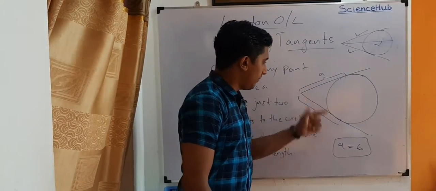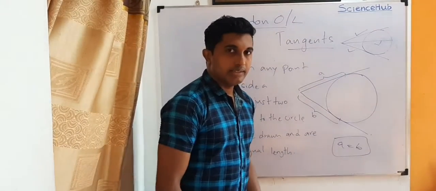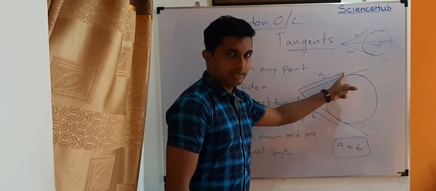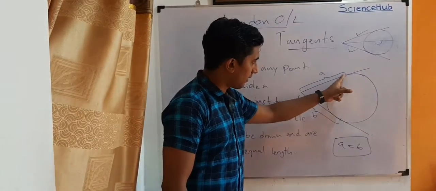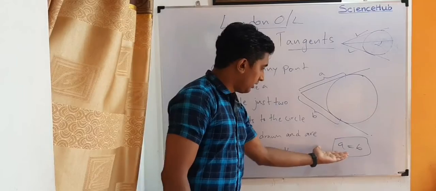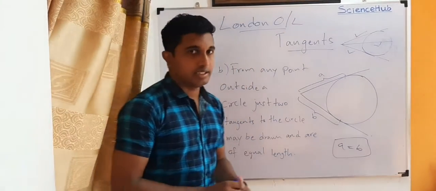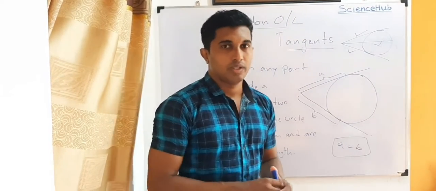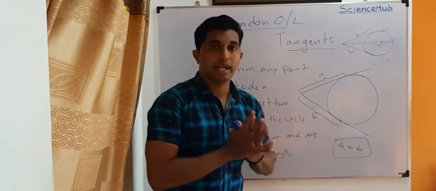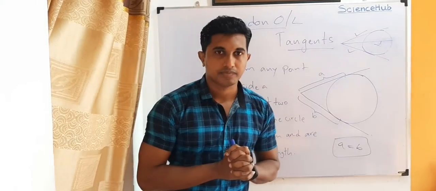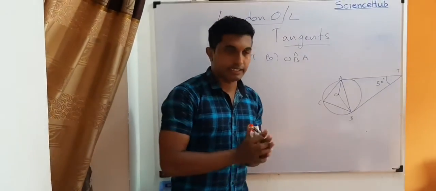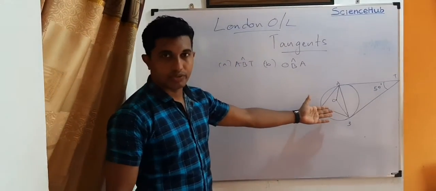This is A and B. How do you measure the length? From the touching point to the starting point, from here to the starting point. A and B should be equal according to the theorem. Okay, that's all for tangents. Now you have some examples according to this, and this is the figure that you have in your book.